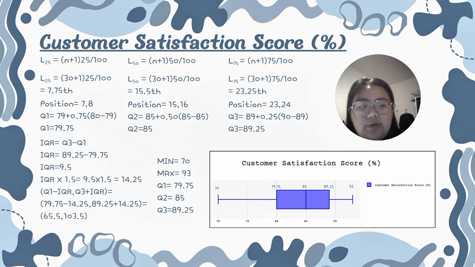Using the IQR, we also check for outliers, which are basically values that are lower than 65.5 or higher than 103.25. But in this case, all the scores are within that range, and therefore there are no outliers.